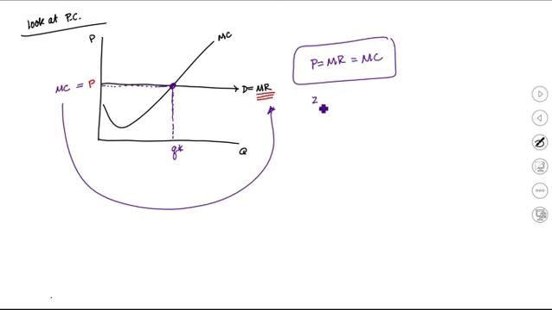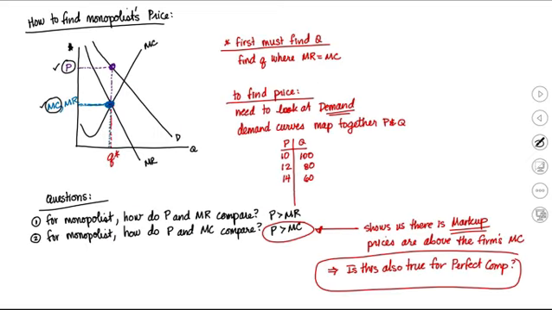So the two questions we asked on the previous slide, right? I asked number one, how does price compare to marginal revenue for a monopolist? And we said price was greater than marginal revenue. And then I asked, for a monopolist, how does price compare to marginal cost? And we had price is greater than marginal cost. Are those two things true for perfect competition?